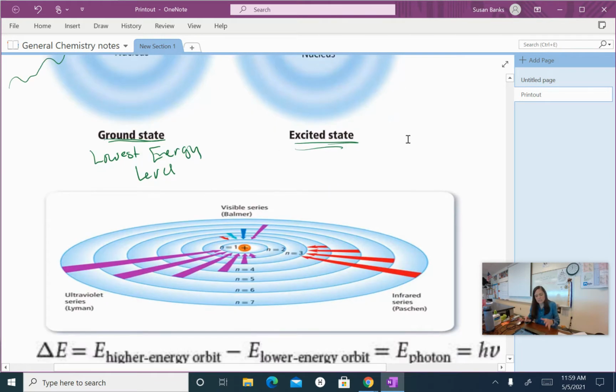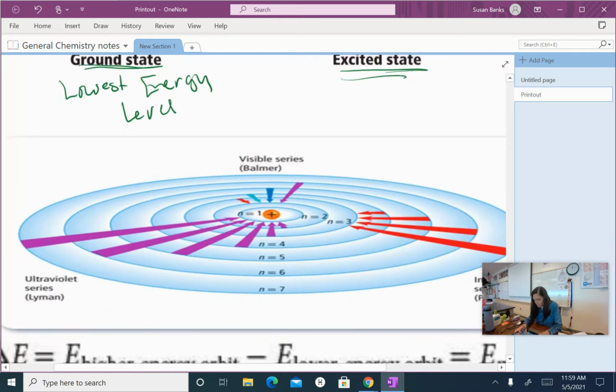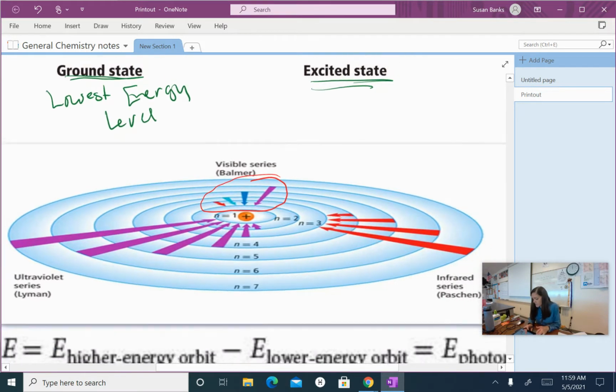So this is the Bohr model of the atom, and the visible series of this is what we call the Balmer series. You'll notice that we show the 4 visible lines of the hydrogen spectrum that we should be able to see: a purple line, an indigo line, or a very dark blue line, a light blue line, and a red line. We have an ultraviolet series, but our eyes can't see that, and we also have an infrared series as well.